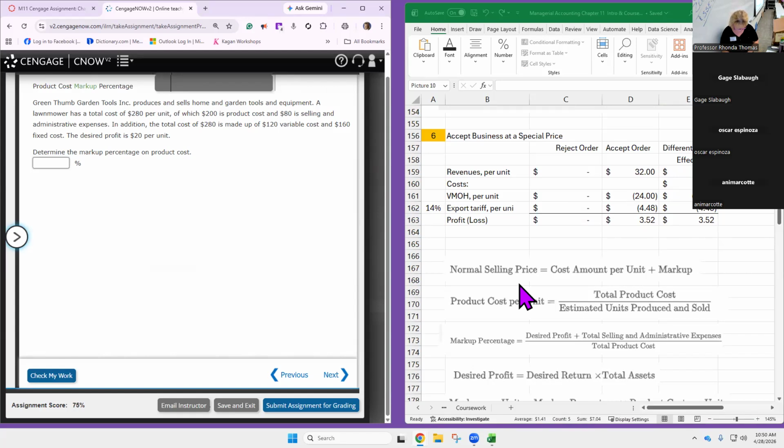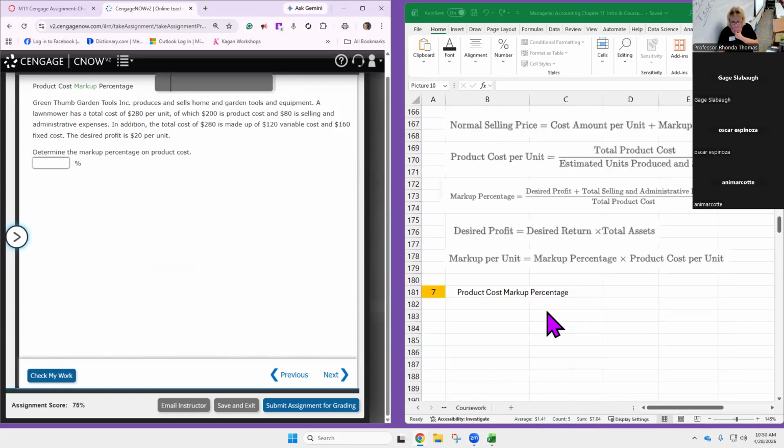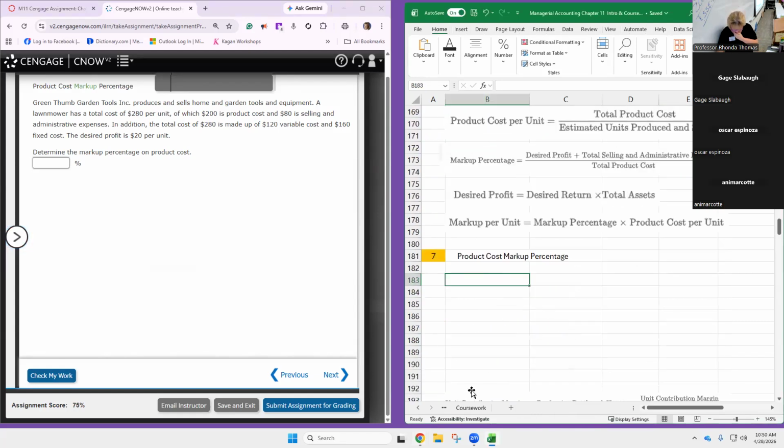We're Green Thumb Garden Tools. We produce and sell home and garden tools and equipment. A lawnmower has a total cost of $280. Let me read it and then we'll go back and put in information. Our total cost is $280 per lawnmower, of which $200 is product cost and $80 is selling and admin. In addition, the total cost of $280 is made up of $120 variable cost and $160 fixed cost. The desired profit is $20 per unit.